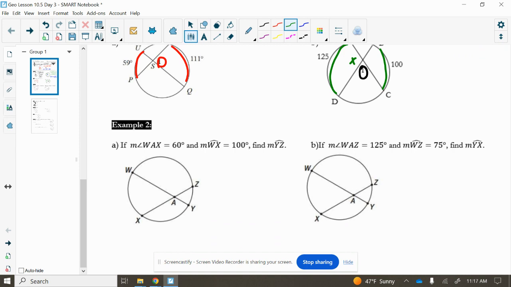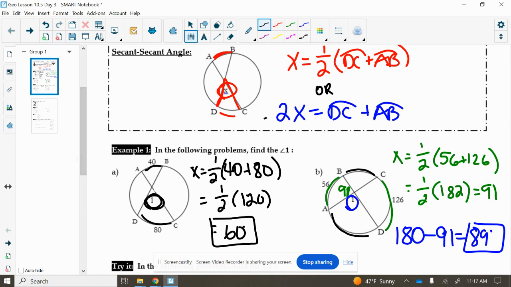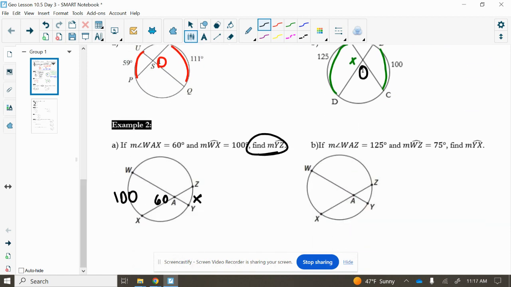Down below, we have another set of examples. This time, they are having us label the picture. So they're telling us that angle WAX is 60, arc WX is 100, and we want to find the measure of YZ over here, this little arc. So this is where that second formula that we were talking about ends up being very useful, because what we notice is when we initially set up our picture, we have the angle this time being given, and we know that that equals 1/2 of arc that it opens up onto plus the vertical angle's arc.